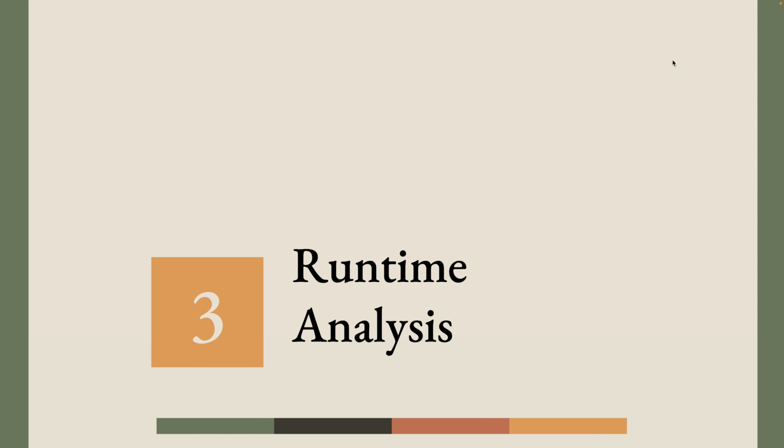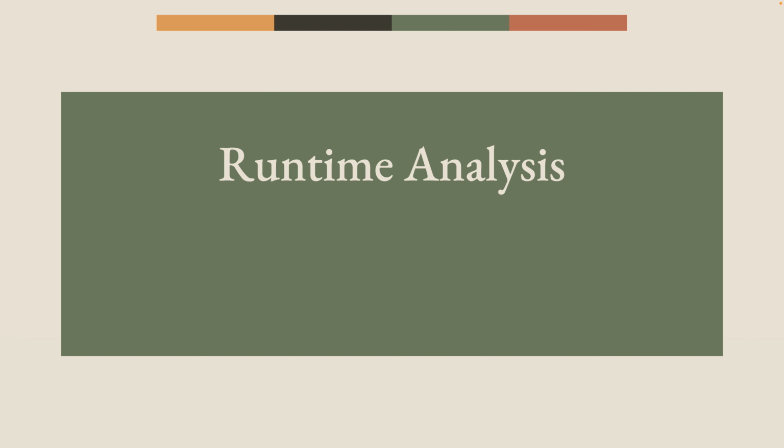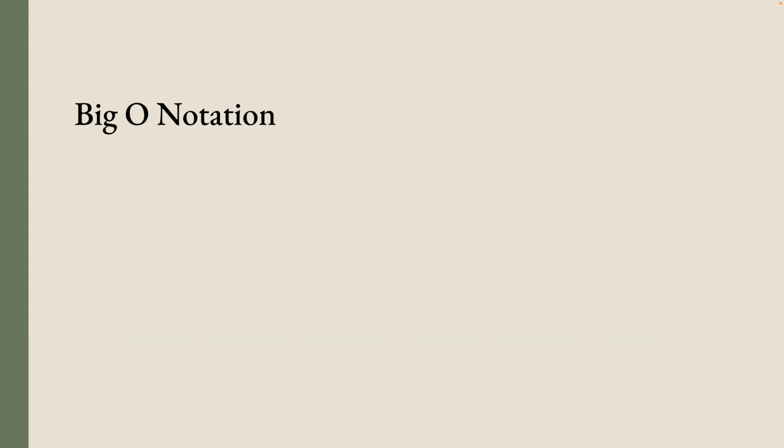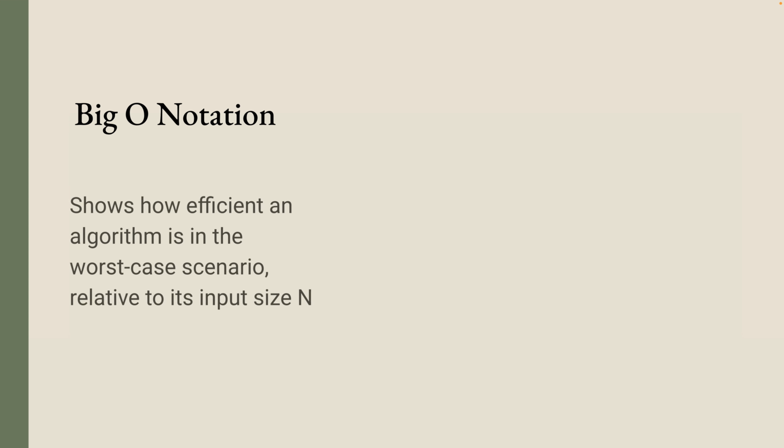Okay, so we're going to finish off with runtime analysis. Does anyone remember what runtime analysis is from Friday's lecture? How fast your code runs. Yeah, essentially how quick an algorithm runs. In this case, both selection sort and bubble sort are solving the same problem: how do we sort an array? But now we want to see which algorithm performs better. So big O notation is how we measure runtime efficiency. It's essentially seeing how efficient an algorithm is in the worst case scenario relative to its input size n.